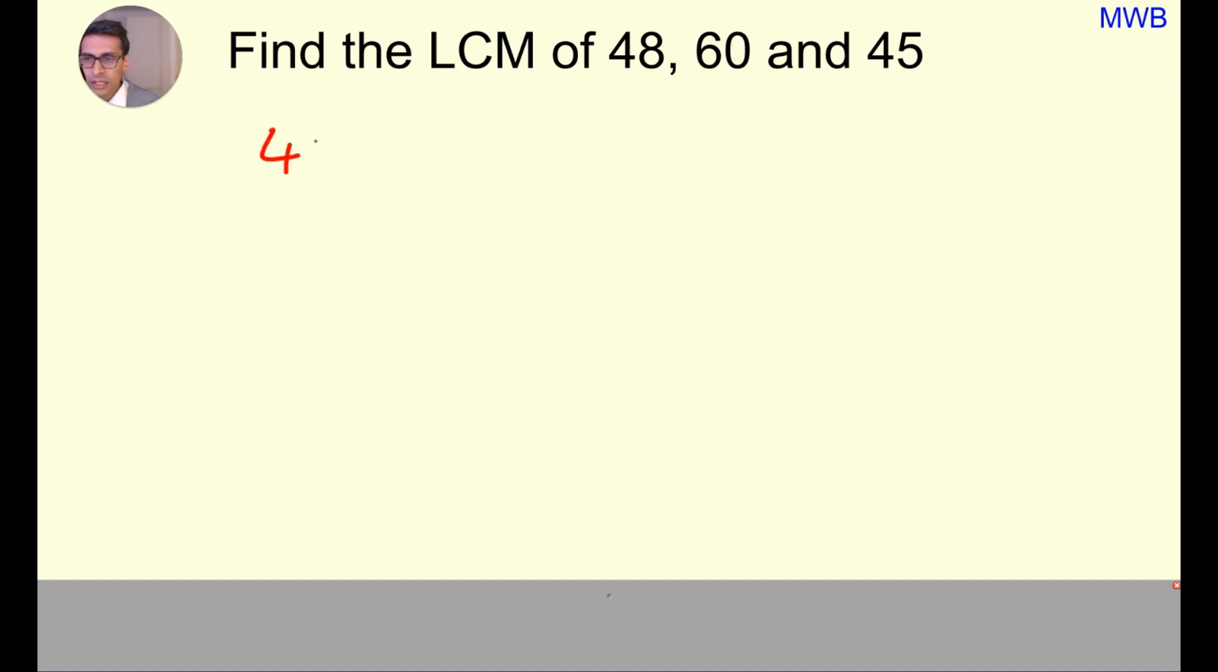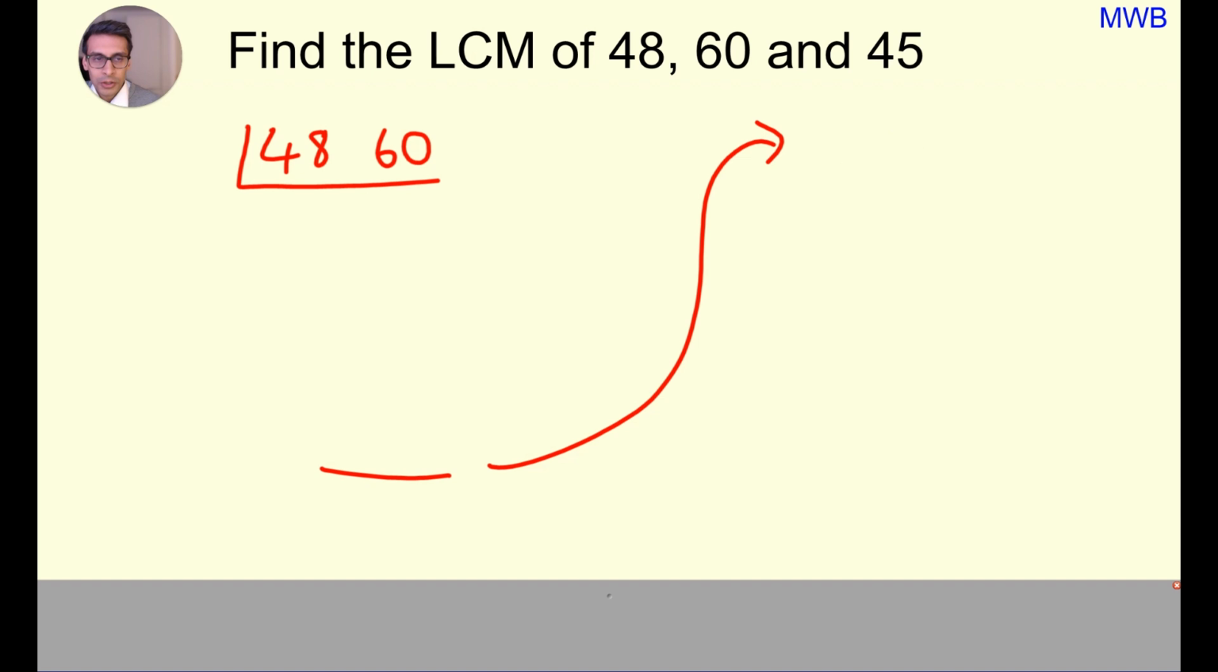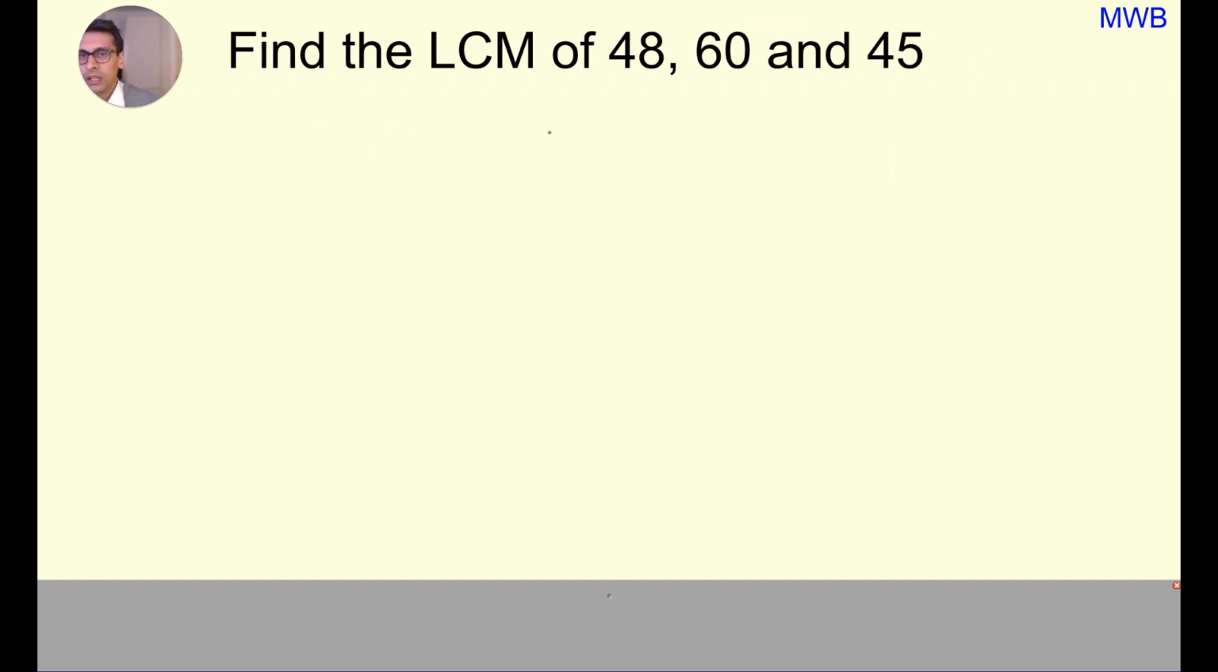So you're going to find the lowest common multiple of 48 and 60. And once you find the answer to that, you're going to put that into a new lowest common multiple of your new answer, which is the LCM of 48 and 60 and then 45. And then you work out the lowest common multiple of that, and then you're going to get the lowest common multiple of all three. So let's do it.